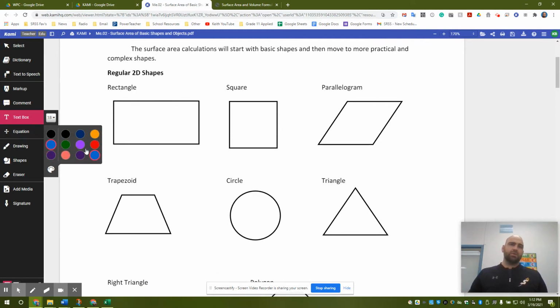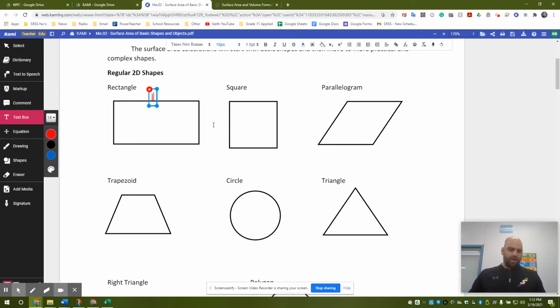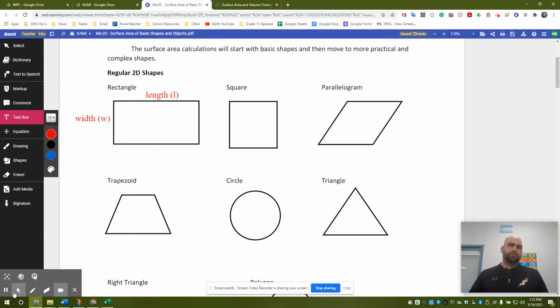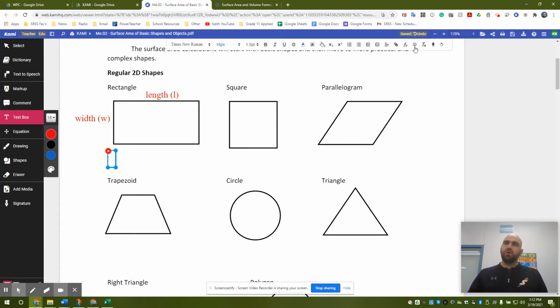First one we're going to take a look at is our basic rectangle. In a rectangle, we have two measurements. We have the length, L, and the width, or W. Now, to find the area of a rectangle, we use our formula, A. I use A for area and SA for surface area. We'll get to surface area in a little bit. Area equals length times width, or L times W, and that's going to give us our area.